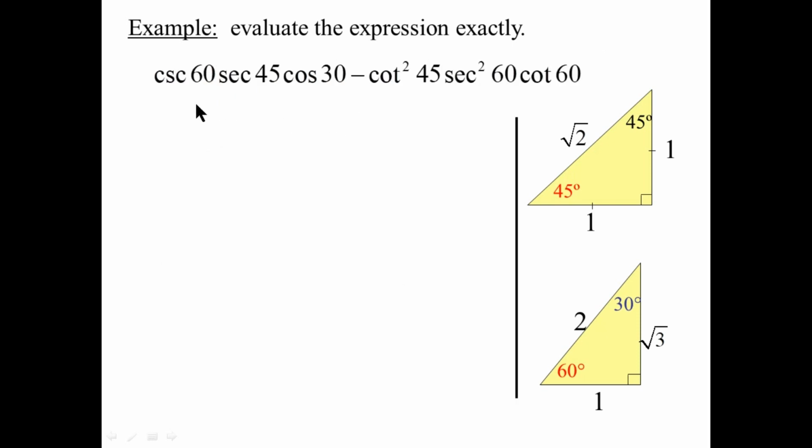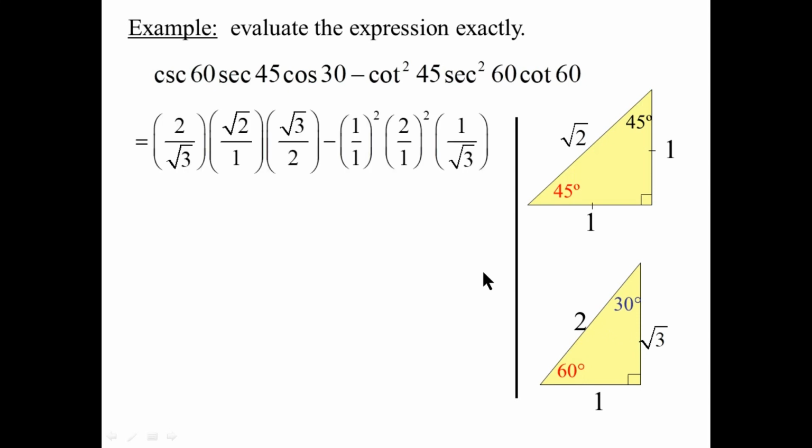A final one: cosecant 60 secant 45 cos 30 minus cotangent squared 45 secant squared 60 cotangent 60. Special triangles available to us. Let's begin. Cosecant 60, referencing 60, thinking cosecant, which is an upside down sine, so it won't be root 3 over 2, it will be 2 over root 3, and so on. So the cosecant 60 is 2 over root 3.